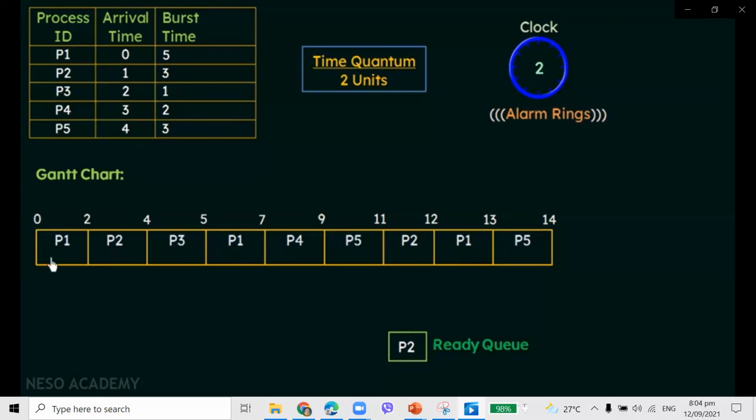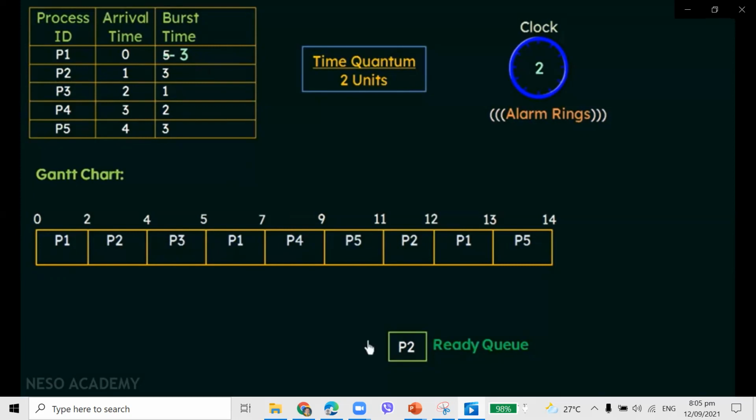So at time 2, P1 will be preempted and P2 will be given the CPU because P2 is the process that is waiting at the head of the ready queue. So that is what we have to do at time 2. Now when P1 is preempted, what is the remaining burst time of P1? Even that we have to keep in mind. So the burst time of P1 is 5 units of time, and here it has executed for 2 units of time. So there is a remaining of 3 units of time that P1 needs to execute. So P1 has not completed its execution. So keep that in mind. And since P1 has not completed its execution, P1 will also be now placed in the ready queue.